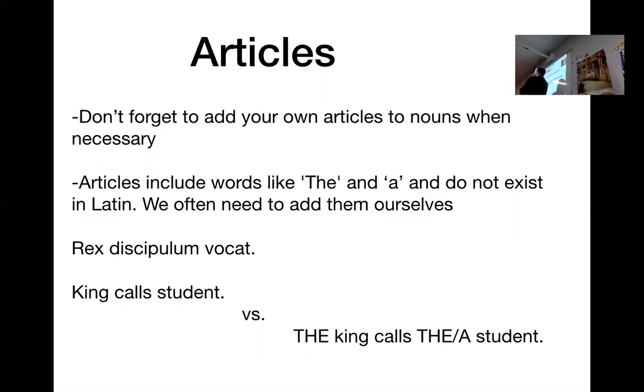We don't have this word rex, but it means king. So rex discipulum vocat. The king calls the student. If I didn't put articles in there, it would just be king calls student. That sounds weird, right? It sounds funky, like a person narrating something in a very robotic way. Versus the king calls the or a student. So the and a are interchangeable. Usually in my class, people just end up using the, but you can use a, and that has its own weird little distinction from that argument.